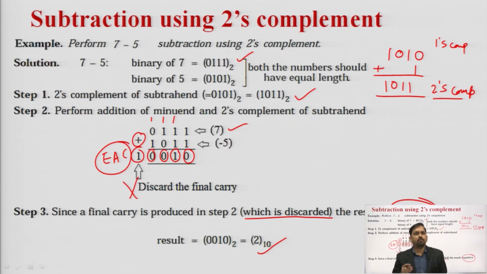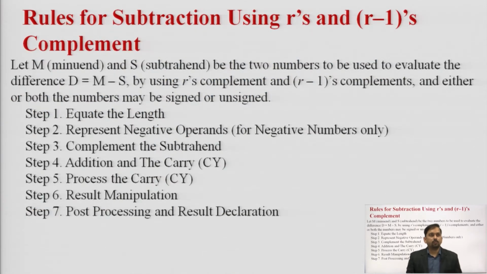We can have the opposite also, which is 5 minus 7. We can use the same steps to obtain the subtraction 5 minus 7. So we'll have the negative answer, which is minus 2. After this we have the rules for subtracting using the r's and r minus 1 complement. So again let me summarize what we have seen for 1's, 2's and 9's and 10's complement. So first is that we need to equate the length.